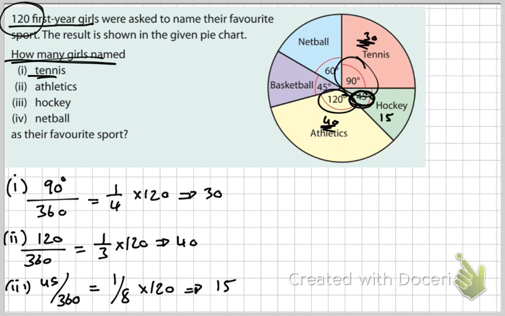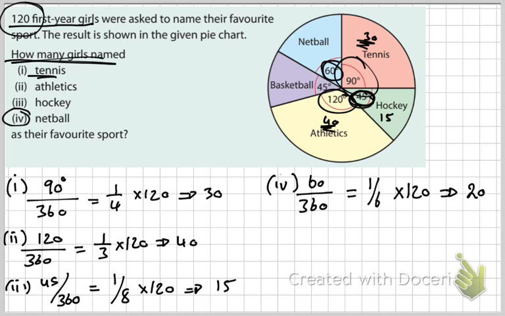Okay, and then the last one, netball. So part 4, netball. Where's netball? Netball is up here, 60 degrees. So that is 60 out of a possible 360 degrees. As a fraction, that is 1/6. I need 1/6 of all the girls, so 1/6 of 120. 120 divided by 6 gives 20 girls. So this little netball one, that's 20 girls. If you wanted to put a little 20 in beside it, just to show.